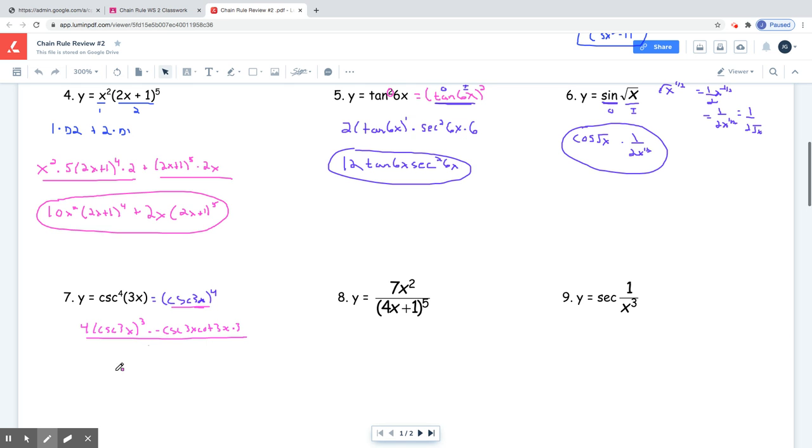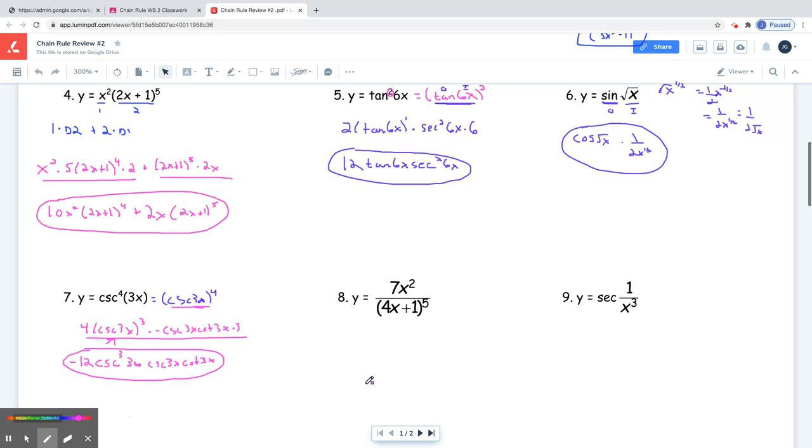If you get this, perfect. Now to make it perfect, I would put the 4 times 3, which is negative 12. And then you can write cosecant. I'm going to write it like this, but if you want to write it like we have here, with a quantity cubed, that's also fine. Cosecant 3x, cotangent 3x. There we go.